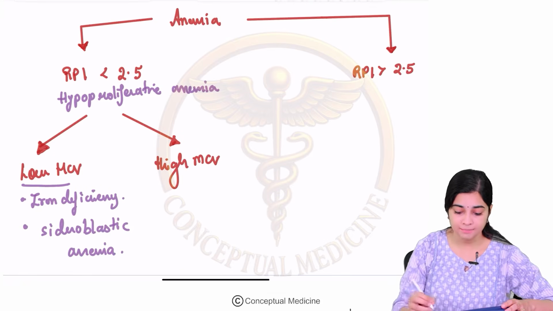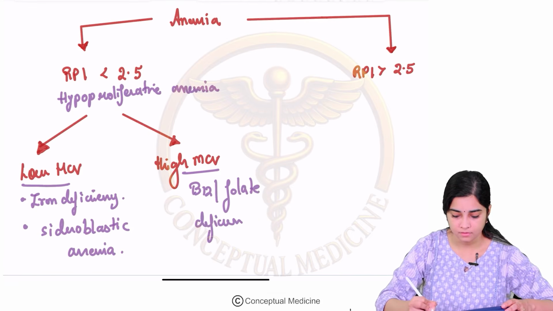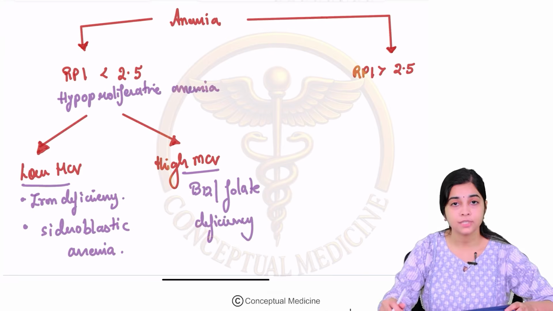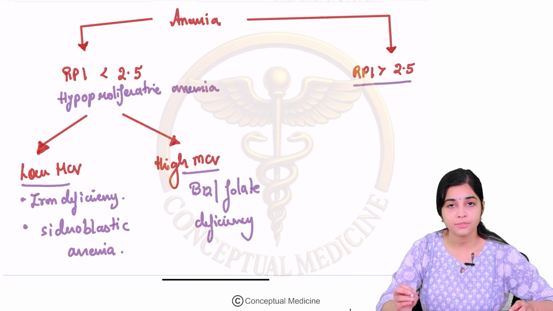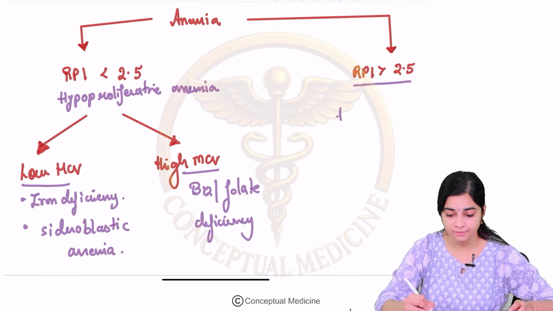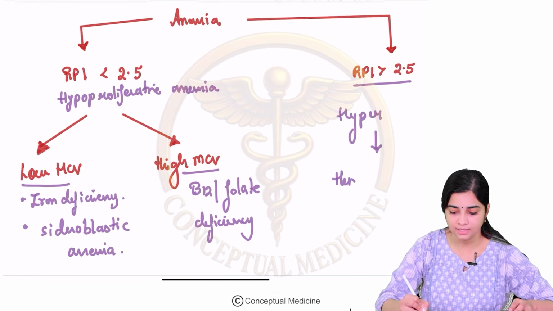If the MCV is high, you are dealing with a B12 or a folate deficiency anemia. So, this is about hypoproliferative anemias. Now, if the reticulocyte production index is more than 2.5, then you are dealing with a hyperproliferative anemia. And what are those hyperproliferative anemias? They are the hemolytic anemias.